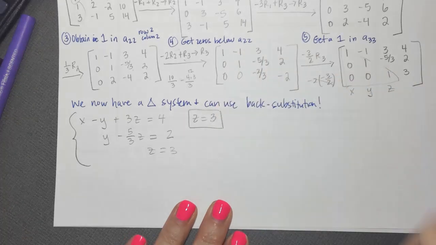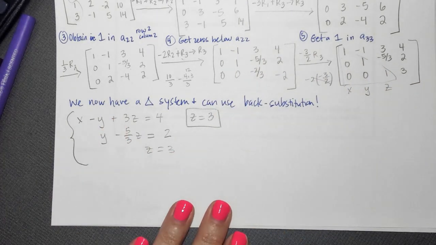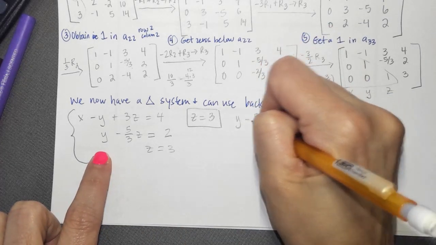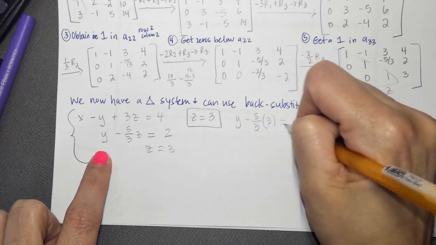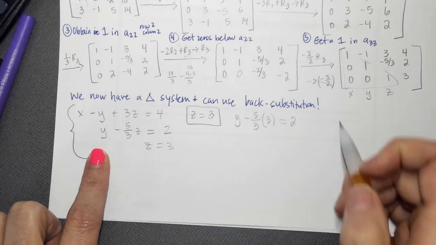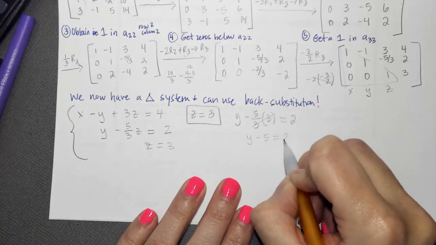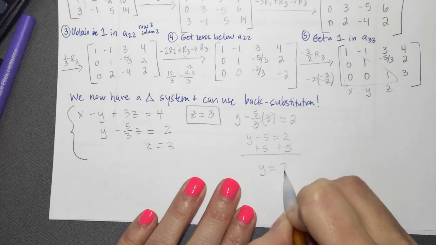They call it back substitution because you're going to go in reverse. You're going to find z, then y, then x. If you know z is 3, then in this equation, it's y minus 5/3, and then instead of z, plug in the 3, and then we're just going to solve this for y. So when we multiply here, we have y minus 5 equals 2. We're going to add 5 to both sides, so y is 7.